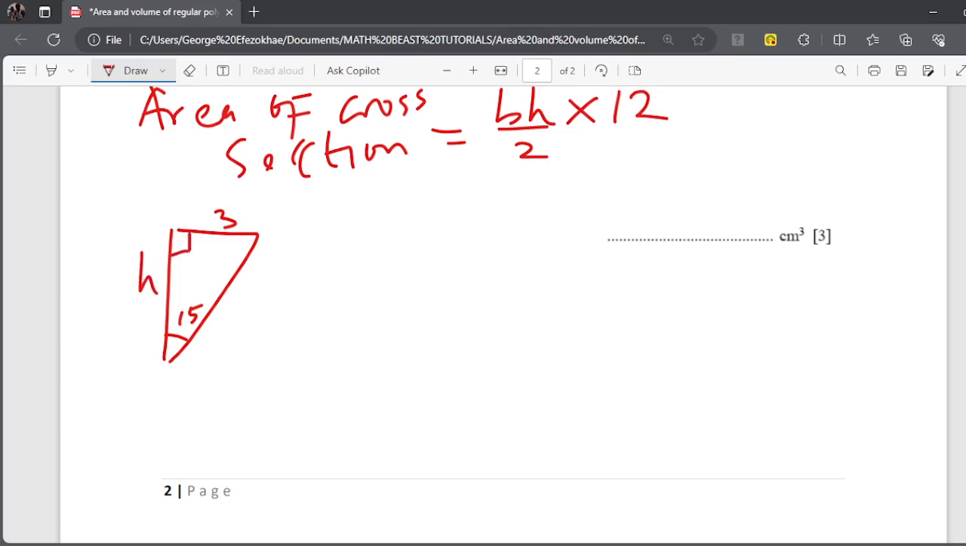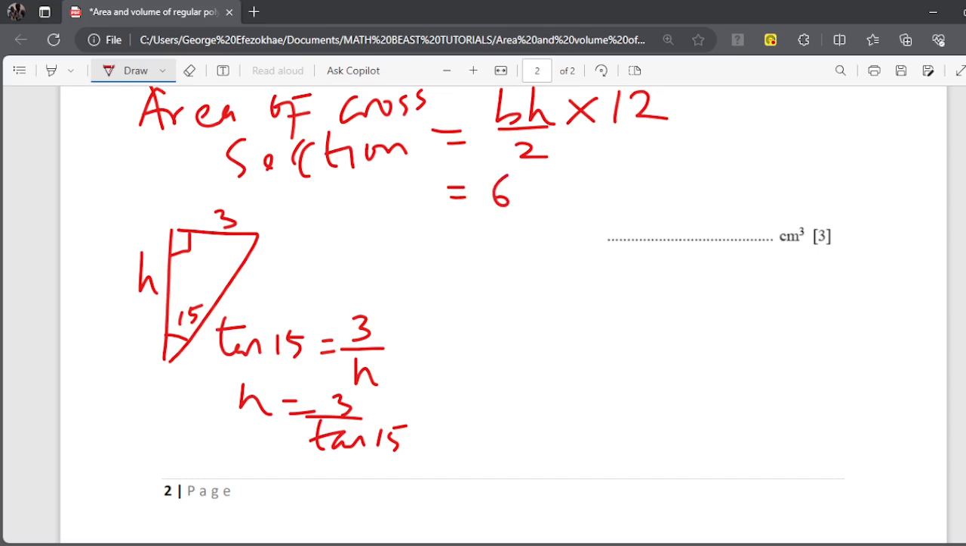You can see that if we use SOHCAHTOA, we have tan 15 equal to 3 over h. That's opposite over adjacent. So your h will now be 3 over tan 15. From our calculator, we bring that here. The whole triangle has a base of 6, times 3 over tan 15, that's our height, divided by 2, which is times 1 over 2, then times 12. Let's find that out.